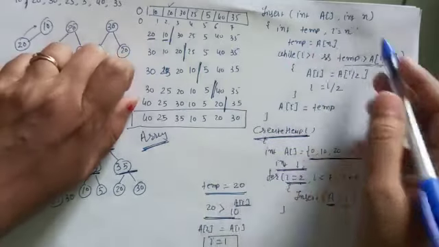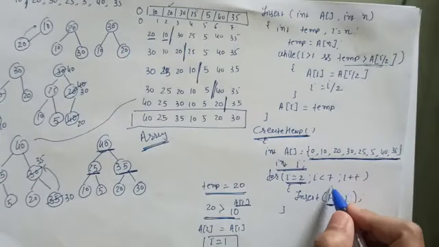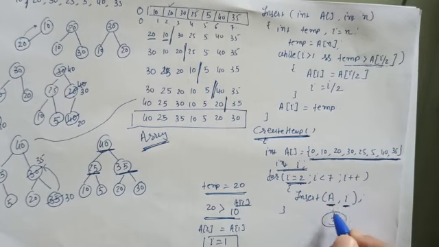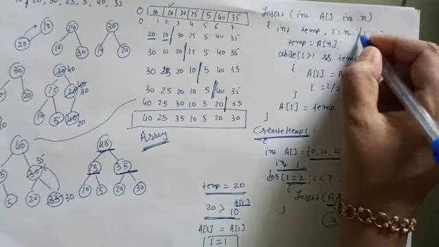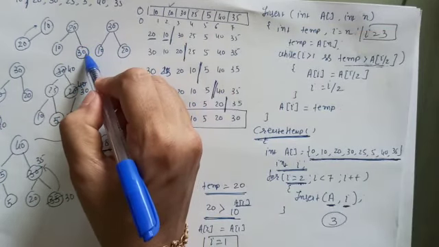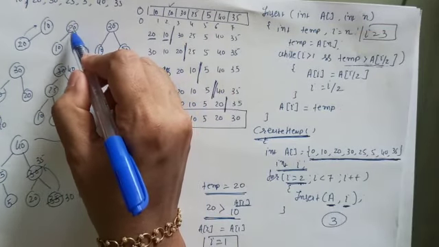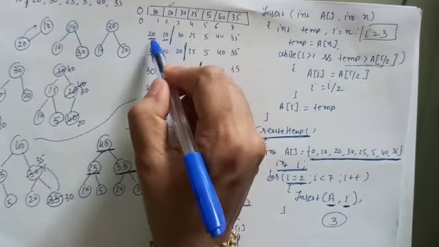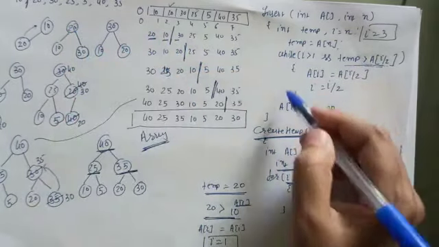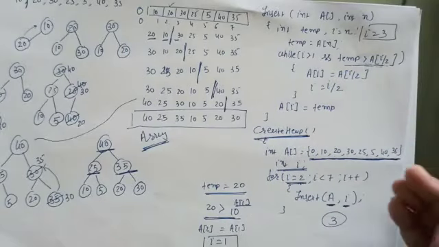And next time i is incremented. So now the value of i is 3. So here also i is equal to 3, and now 3, that means this 30 would be compared with the element at index 1. So 30 and 20 would be compared and the necessary exchanges would be performed. Next time i is 4 and likewise.